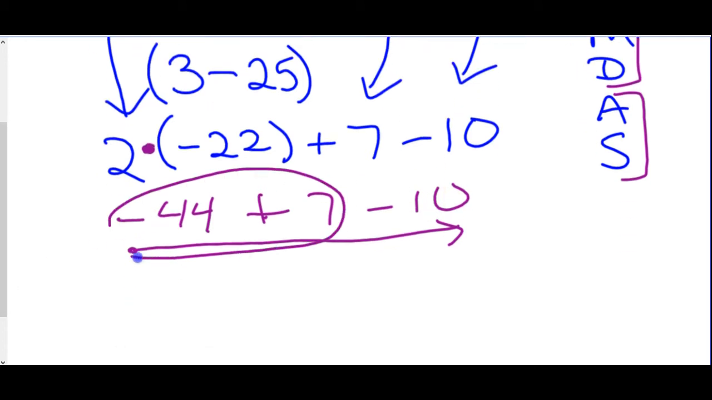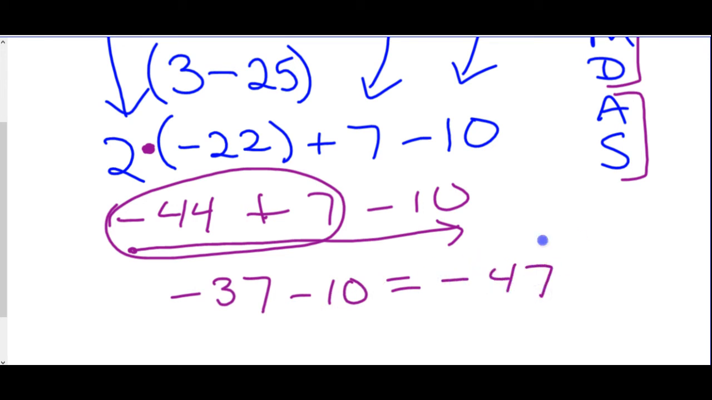Negative 44 plus 7 is negative 37. We still bring down the minus 10. Negative 37 minus 10 is negative 47. And that would be our final answer. So let's look at one that can be a little more complicated.